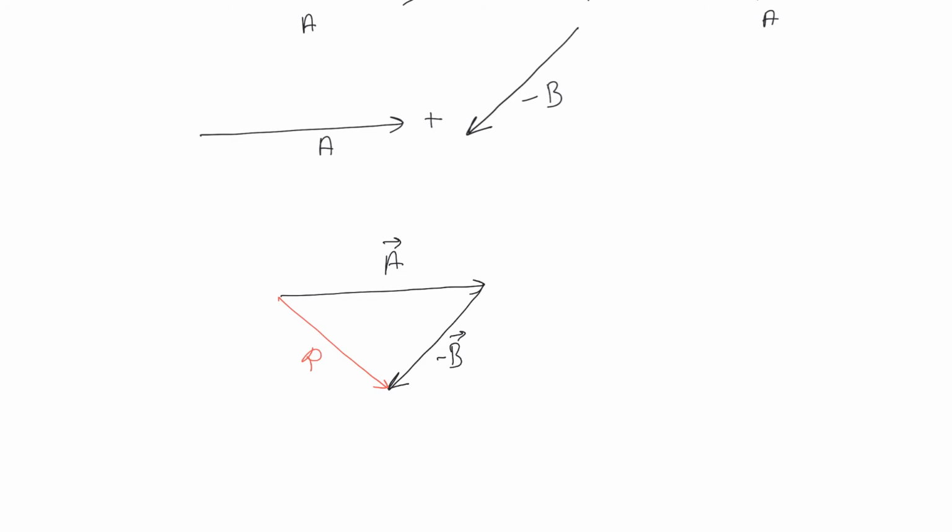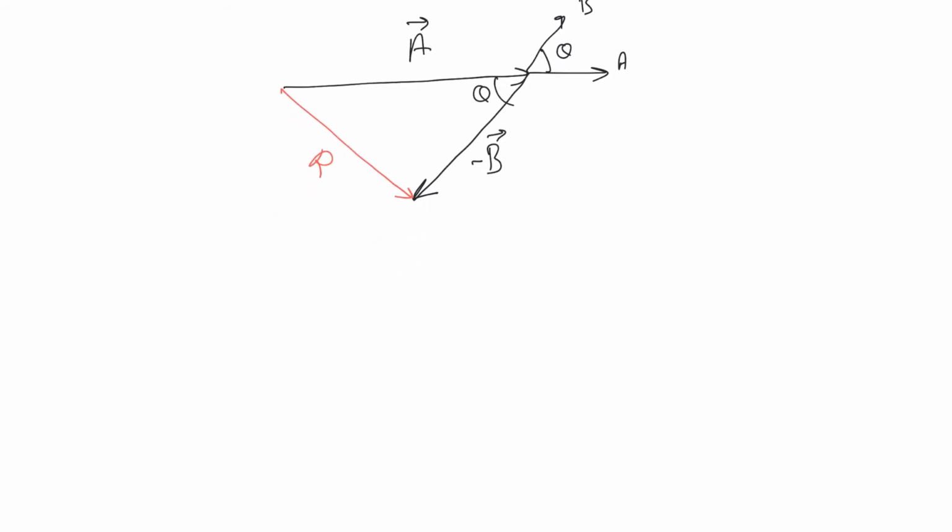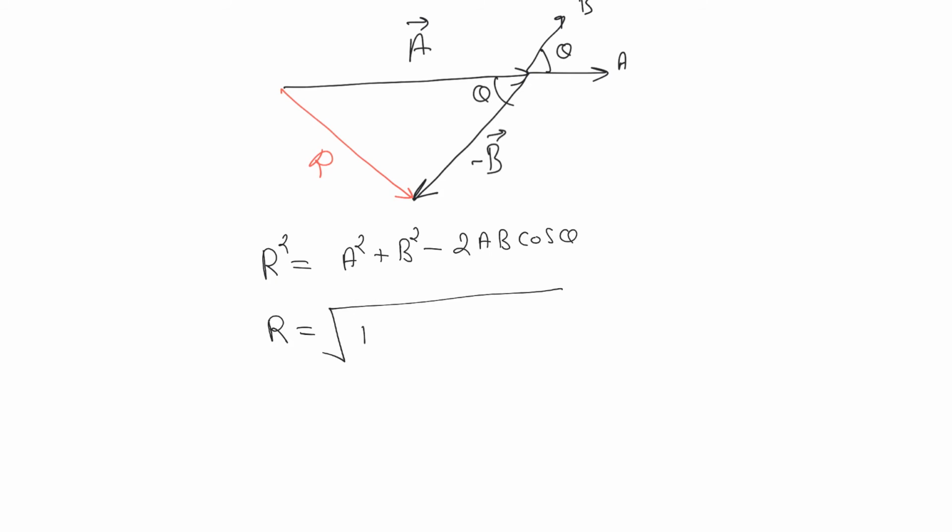Now we know that the angle between a vector and the actual b vector is theta. So we can take this angle also equal to theta. From this triangle we can find out the value of r. Using the cosine rule, r square is equal to a square plus b square minus 2ab cos theta. We can find the magnitude of the resultant vector, which will be equal to under root of a square plus b square minus 2ab cos theta.